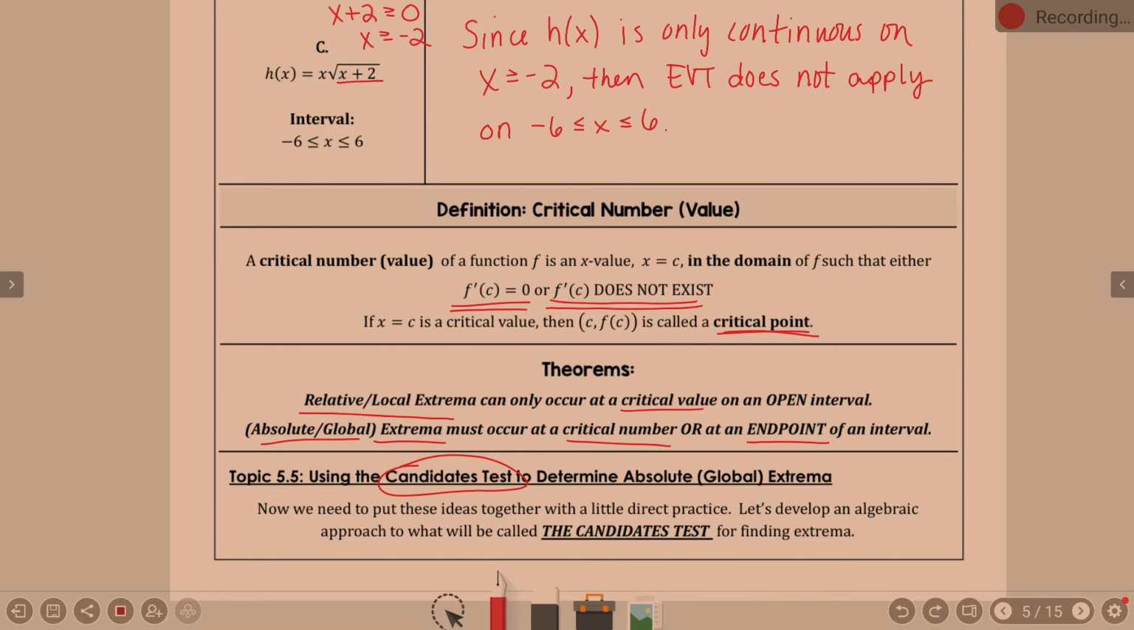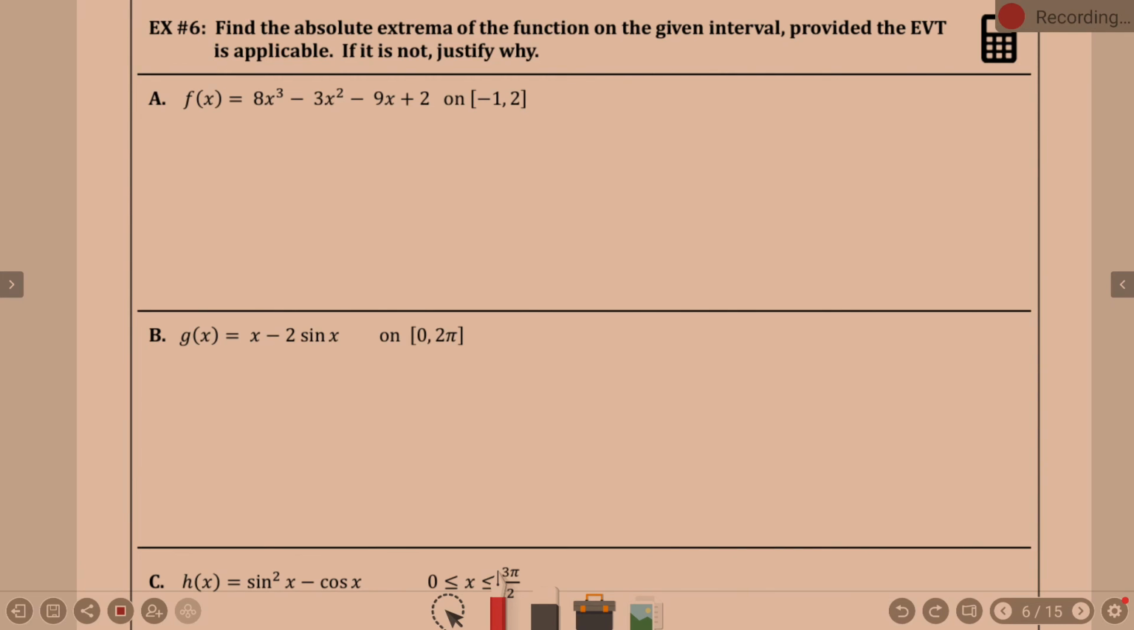Yep. Okay. Find the absolute extrema of the function on the given interval, provided the EVT is applicable. If it is not, justify why. Now, it does say calculator here, but the calculator here is we're going to use it to get our y values when we need to. We're not graphing on it. I mean, that could be a check if you really want, but this is going to be used to find y values.